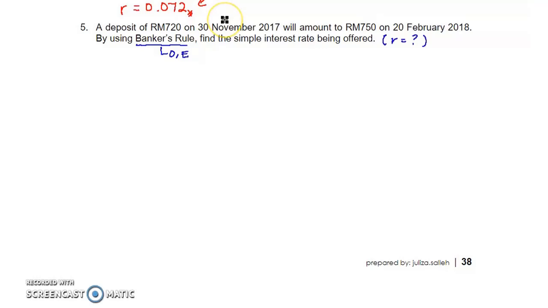Okay, extract the info given. So 720 is P. Okay, amount to 750. So this is value S. Okay, so S must be more than P. Okay, by using Banker's rule, find the simple interest rate being offered.